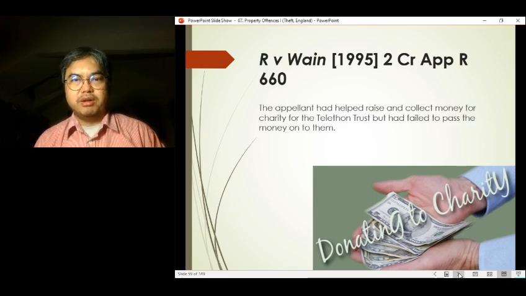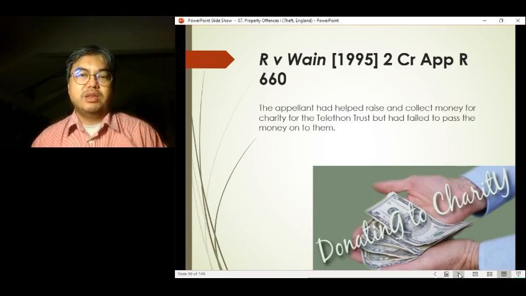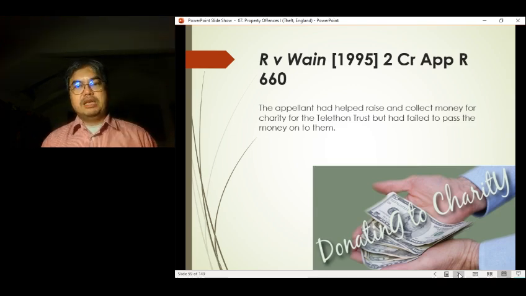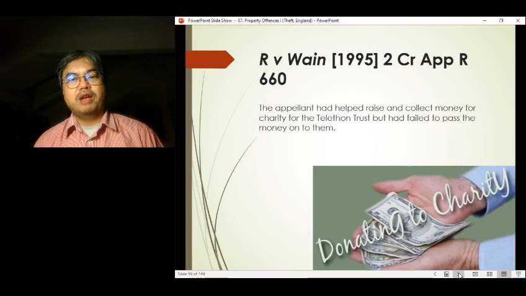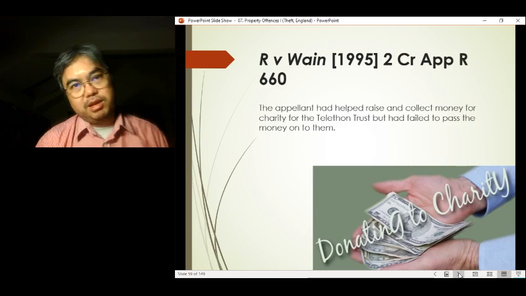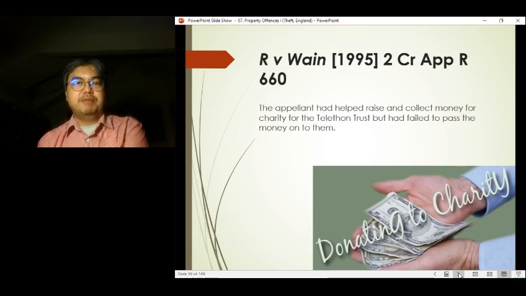Another case is the Crown against Wayne. This was a case where the appellant helped raise and collect money for charity, but failed to pass the money to them. So he was helping out in this charity drive, working for this charitable cause. People paid him the money, and obviously he received the money and was under an obligation to give it to the people.